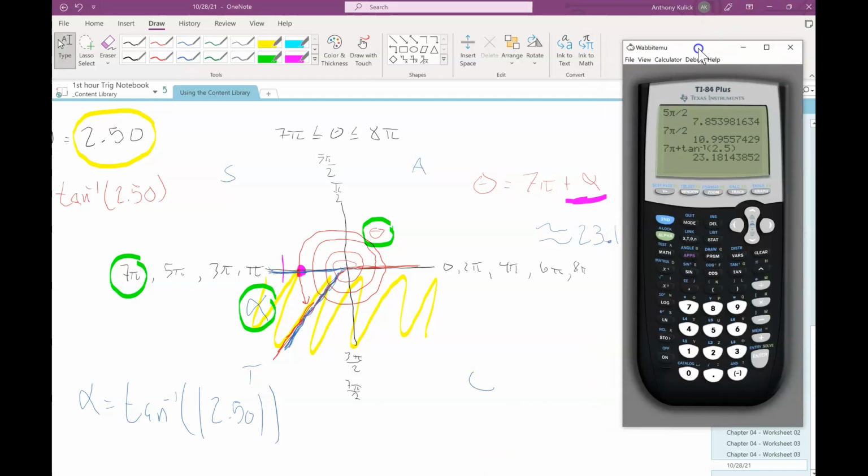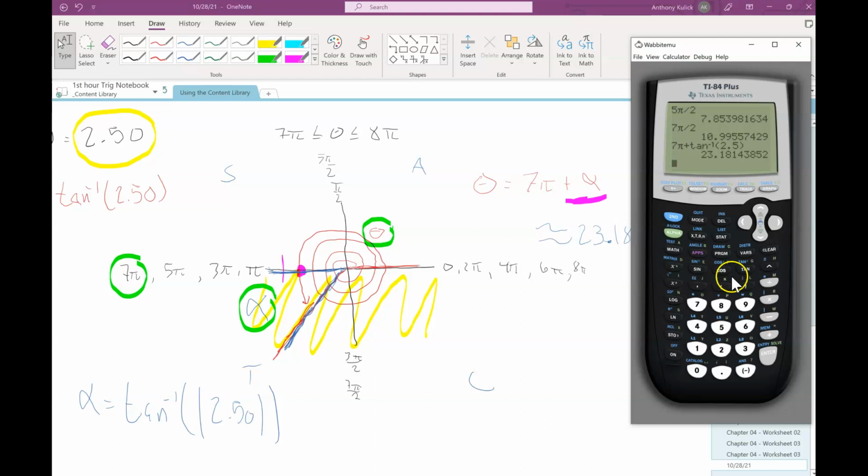So to check that real quick, if I take the tangent of that value, I better get 2.5, which I do. And then let's check to make sure that's between 7 pi and 8 pi. It's definitely bigger than 7 pi and definitely smaller than 8 pi. So I'm sure that we have the correct answer.